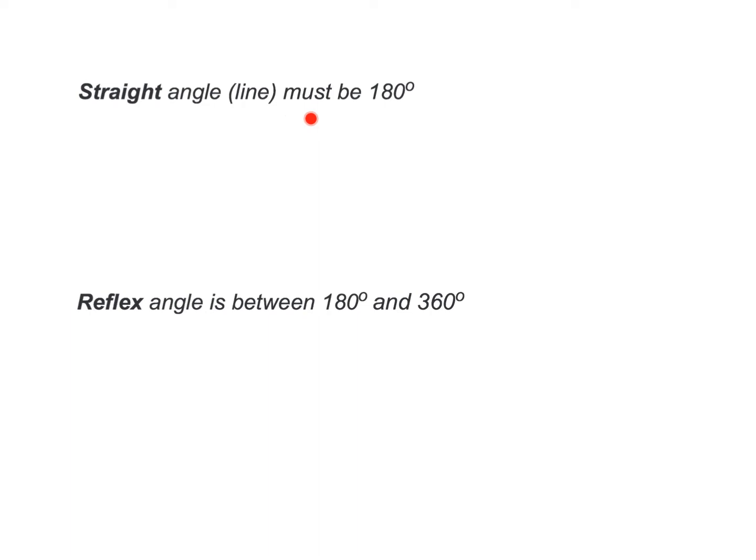Well, a straight line must be 180 degrees. A straight line pretty much is a straight line. So there you have it. If that's the angle that we're measuring, a straight line would be exactly 180 degrees.